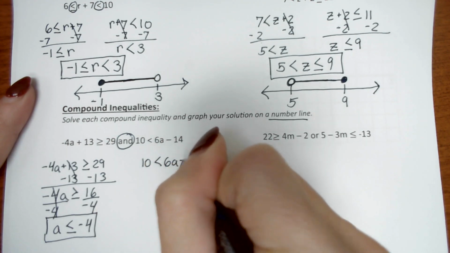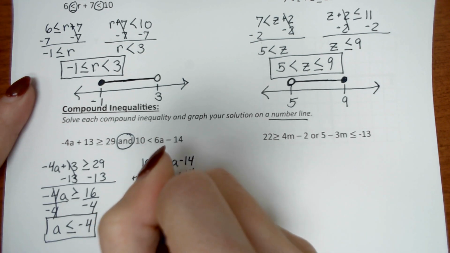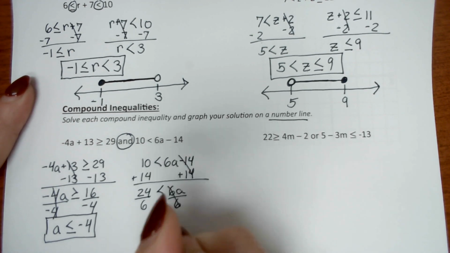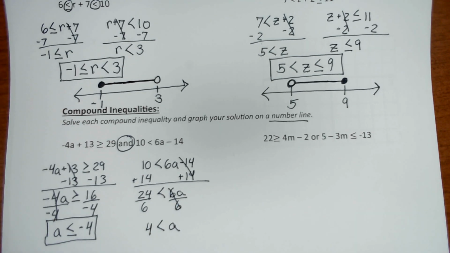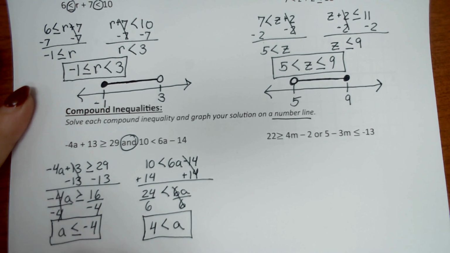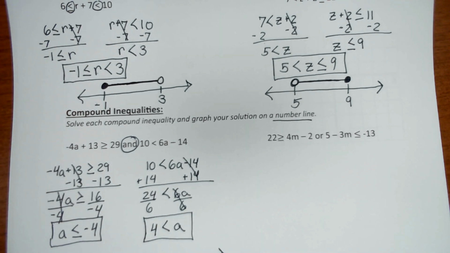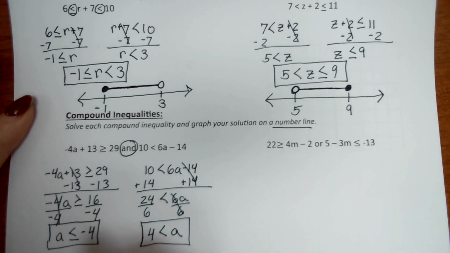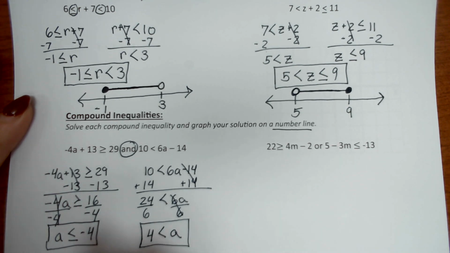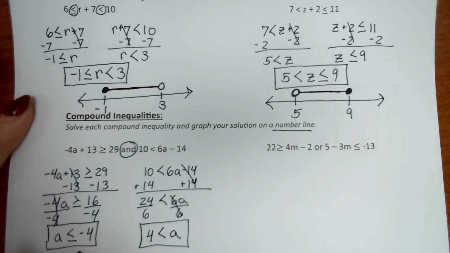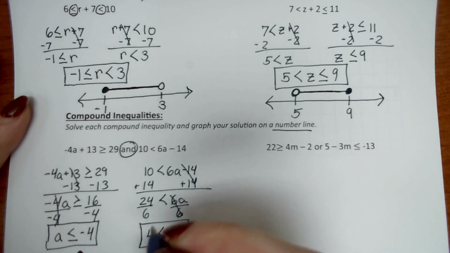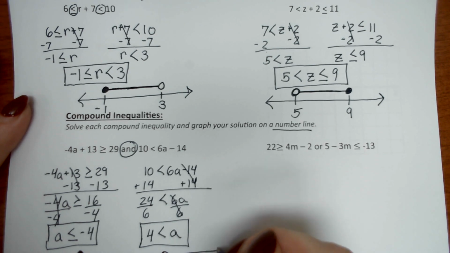10 is less than 6a minus 14. So we add 14 to both sides. 24 is less than 6a. We divide by +6, so we don't have to flip any symbols, and we get 4 is less than a. Now, this is saying that a needs to be, let's see, we have -4 and +4. If we put it on our number line, a needs to be less than or equal to -4. So that's a closed circle, and our arrow is going to -4, or to the left of -4. And then our next symbol is 4 is less than a. So that's an open circle with our arrow facing to the right.